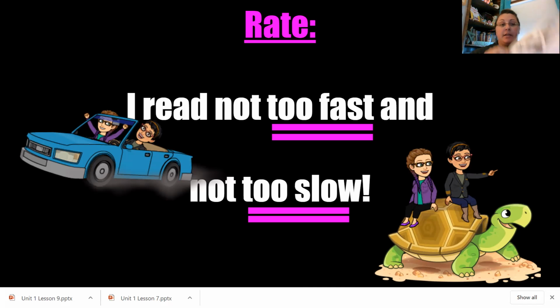I'll move to the next page. This page, it says, and she jumped in it. And she jumped in it. Does that sound correct? It should sound, and she jumped in it. And she jumped in it. So if you read too fast, no one's going to understand you. And if you read too slow, you might put somebody to sleep. But if you read just right, it'll sound perfect.